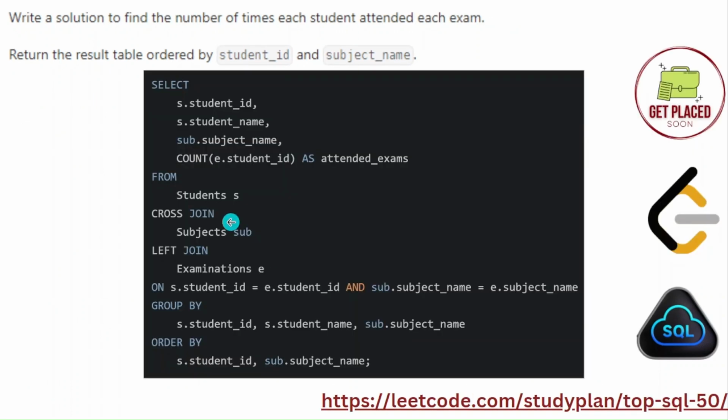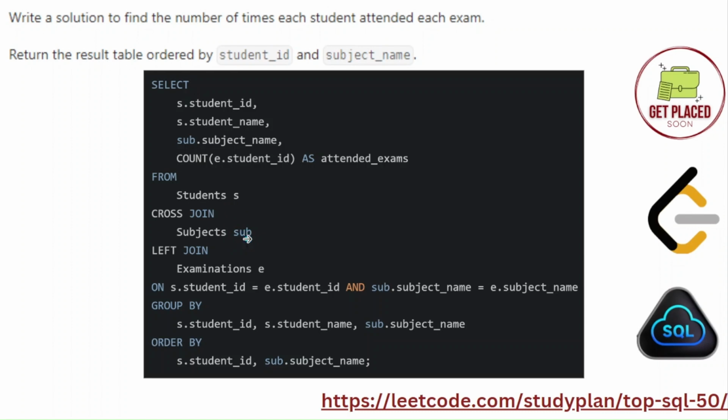For the Cartesian product, to get all the students and all the subjects, we use cross join. We go from the students table, let's keep the shortcut as S, cross join the subject table, that is Sub.